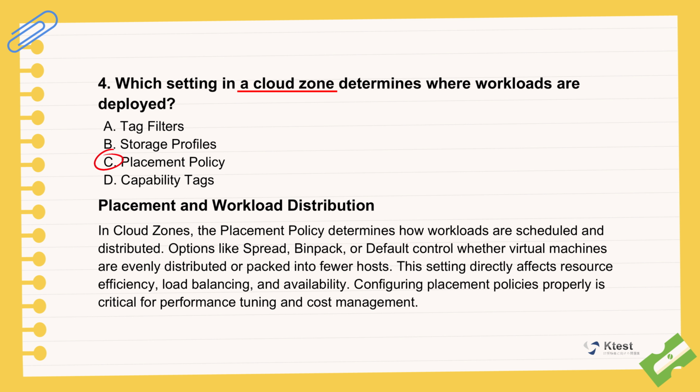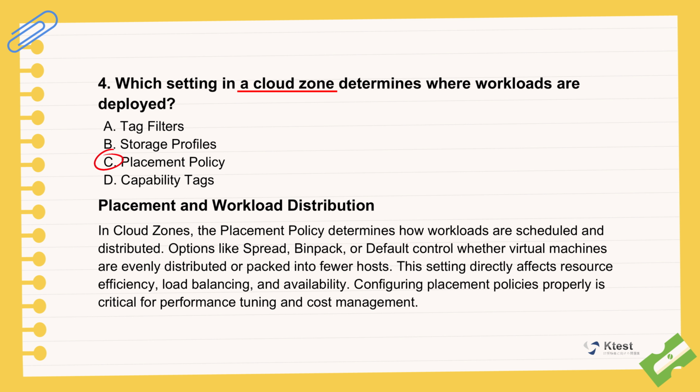A spread policy tries to put each VM on a different physical host as much as possible. Okay, spreading them out. Right. The main advantage there is high availability. If one physical server hiccups, it affects fewer of your VMs because they're distributed. So building resilience, basically. Minimizing the blast radius if a host fails.